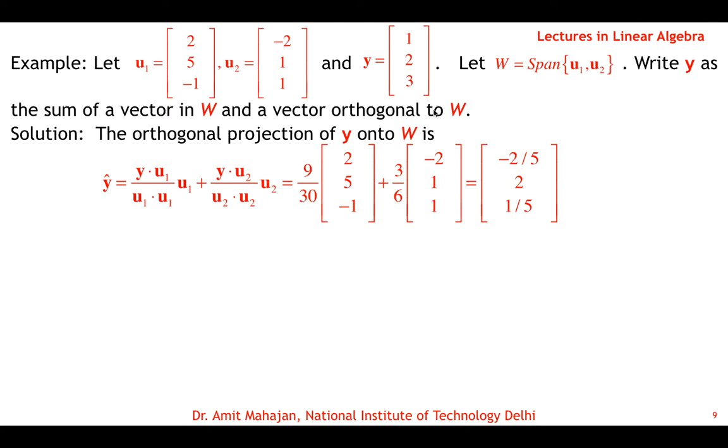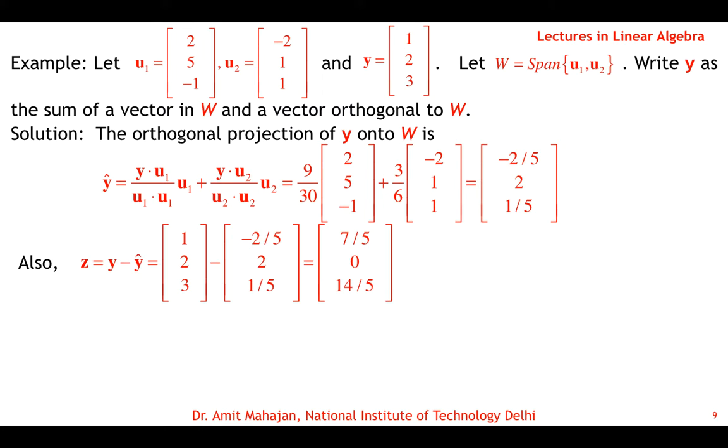Now the perpendicular vector will be the z vector, which is simply y minus y cap. So y minus y cap gives us the z vector, which is orthogonal to this space W. So (1, 2, 3) minus this vector. Clearly you can see that these two are orthogonal, so the product of these two will be 0. Let's see: minus 14 by 25 plus 0 plus 14 by 25, exactly 0.